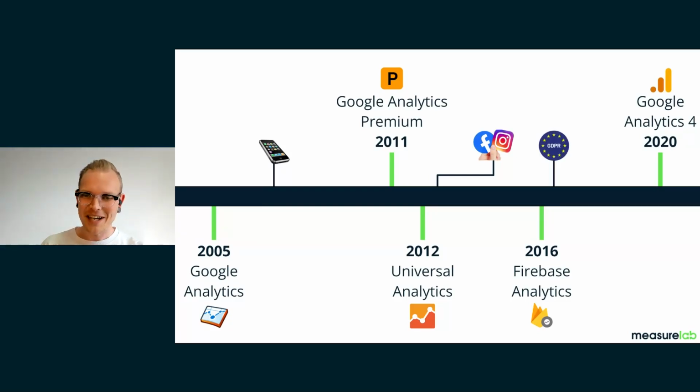GDPR, our friend GDPR, came along after they introduced Firebase Analytics. So again, all these technologies were built before these big seismic changes. And then, of course, our good old friend COVID-19 came along just before Google Analytics 4 came out and rolled out into the main production.